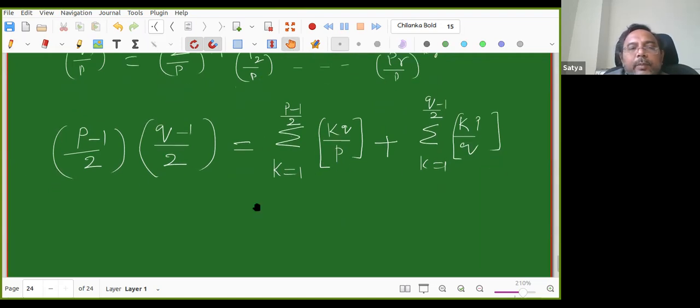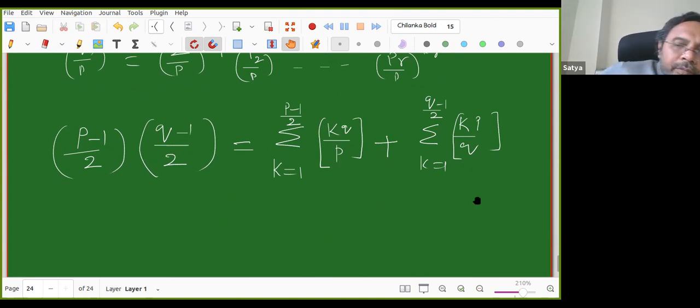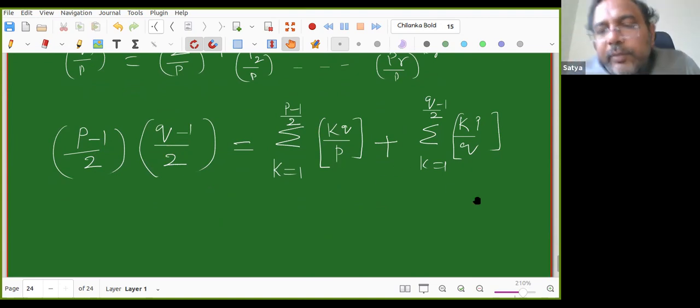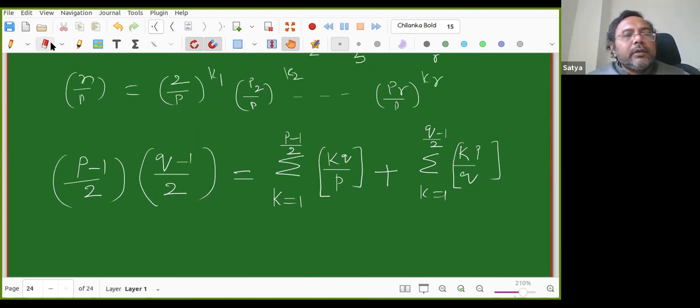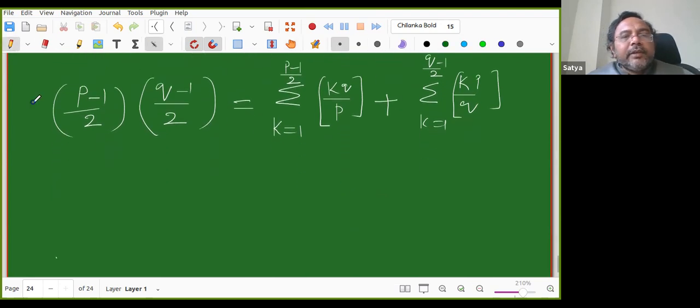If you're able to prove this product, now this is just numbers. P is odd, Q is odd, so P minus 1 and Q minus 1 are even, so (P minus 1 by 2) and (Q minus 1 by 2) are integers, and this product is equal to this sum. If you prove this one, the result is done. Why? Let us see that. By Eisenstein criterion, if we prove this one, the result is over.